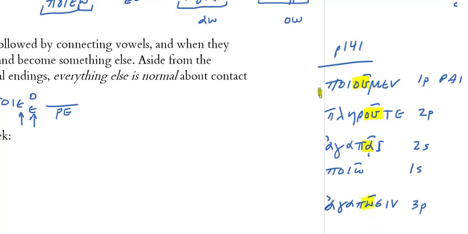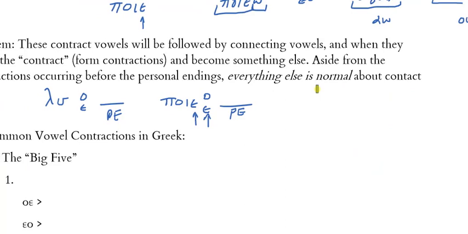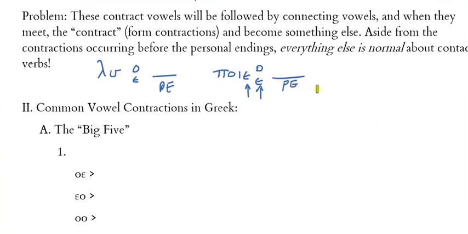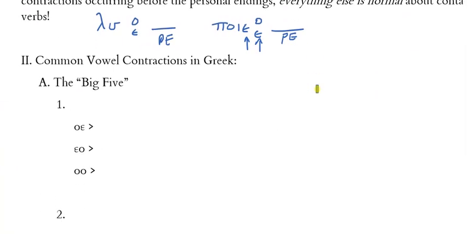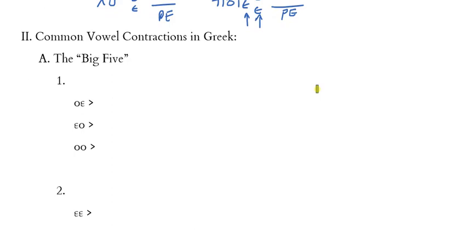All right? So, really nothing new here except the contractions themselves. And that's what we're going to focus on at the beginning of this part of the handout. Mounce gives us the most common vowel contractions in Greek, and he refers to these as the big five. Now, pedagogically, I don't prefer to do this the way that Mounce does.